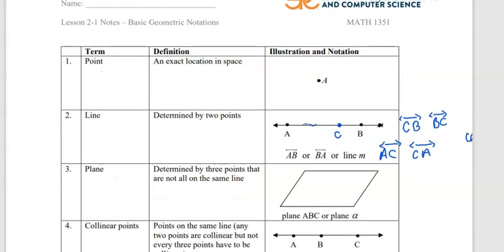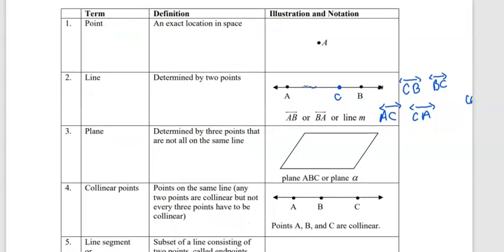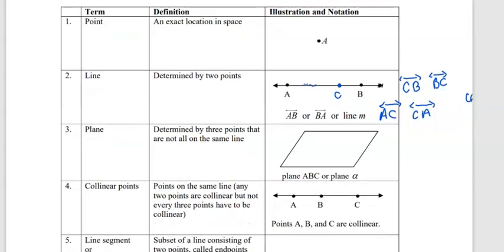A plane has to have at least 3 points on it, because that's what's going to pull it out into another dimension and not just be a flat line. So, you could have a point here, a point here, a point here, but it's determined by 3 points that are not all on the same line.